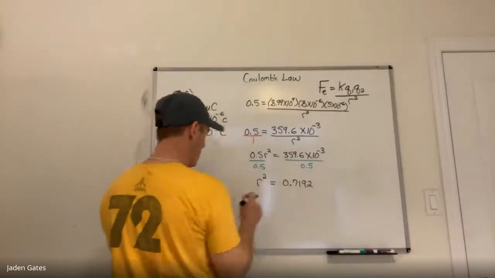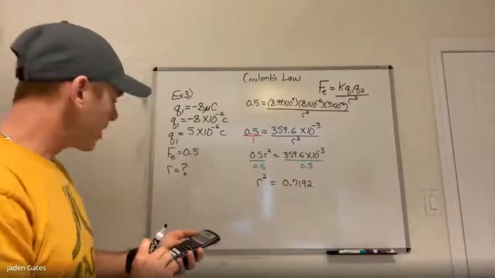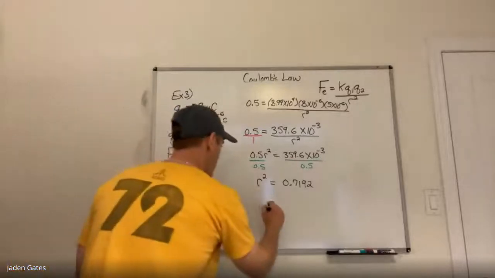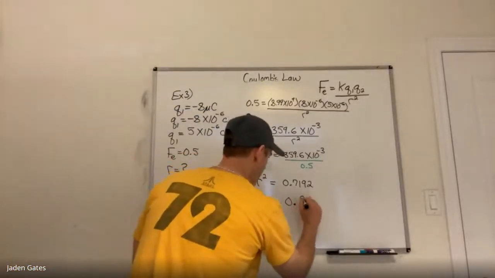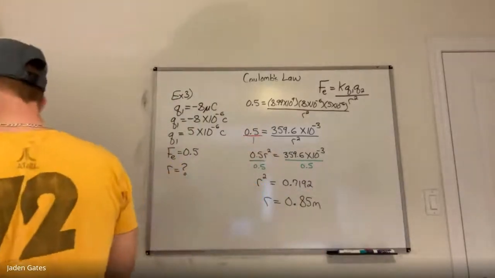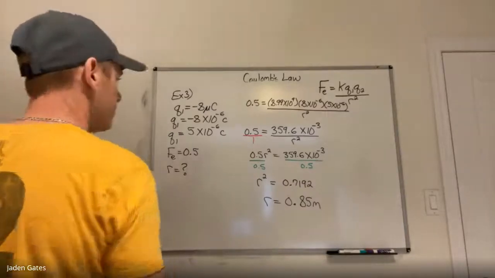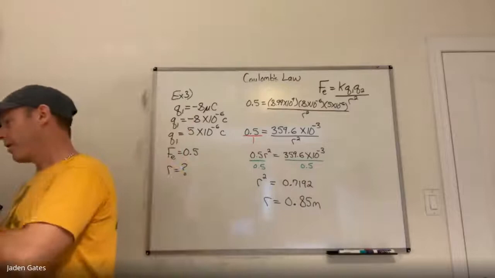0.7192. That's a lot of decimal places, but I'm just going to leave it in there because then when I take the square root of both sides to get rid of that number, I get a distance of 0.85 meters. Again, that's rounded to 2 decimal places. All right, so there's again just a little scientific notation work for you.